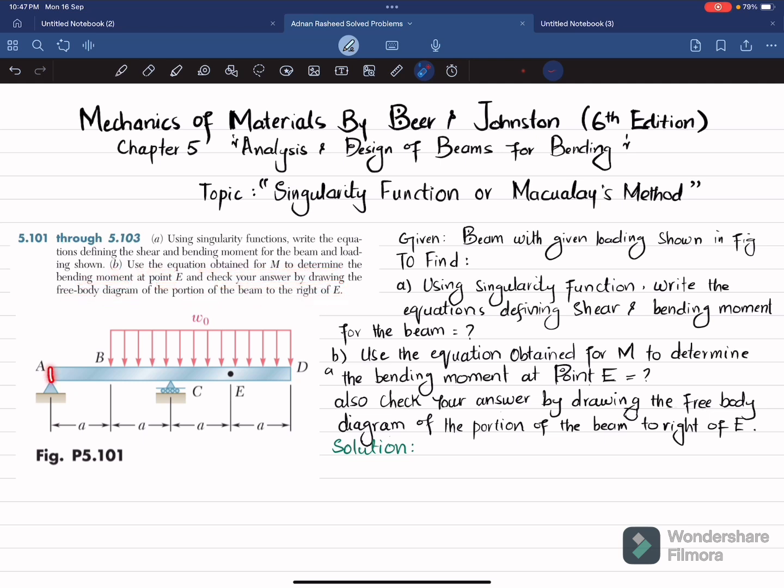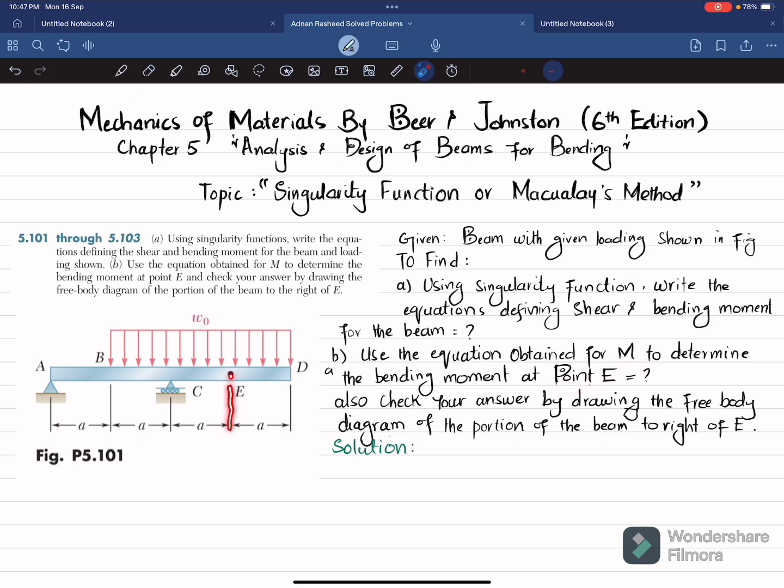So you can see this is an overhanging beam having a pin support at point A and a roller support at point C. And there is a uniformly distributed load from B to D having magnitude W naught. So the total length of the beam is 4 times a. Clear? So what we have to find is that using singularity functions, we will write its shear and bending moment equations, and then using the bending moment equation, we will find the bending moment at point E.